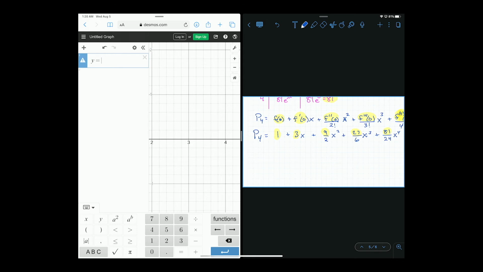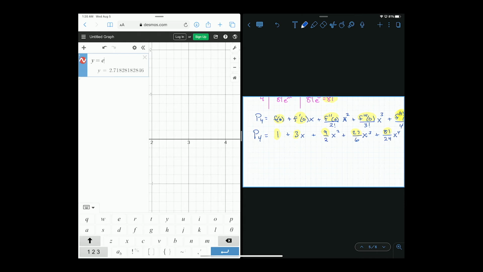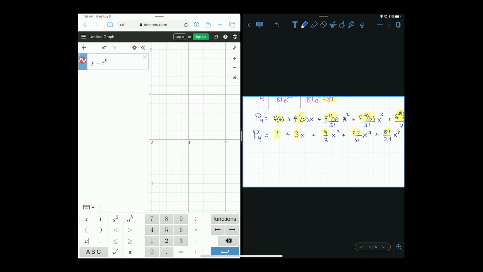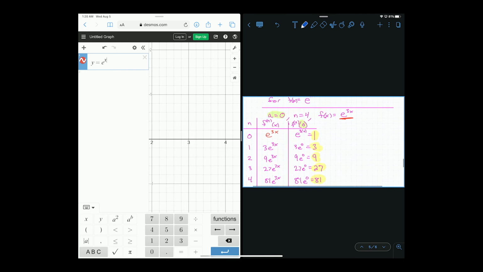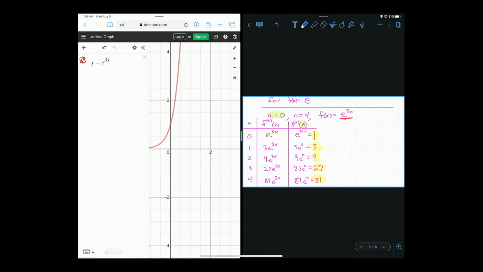E to the... Where's an E? Do you think E is just E? Yeah, it is. All right. E to the x. Was it e to the x? E to the 3x. 3x. All right, there it is.